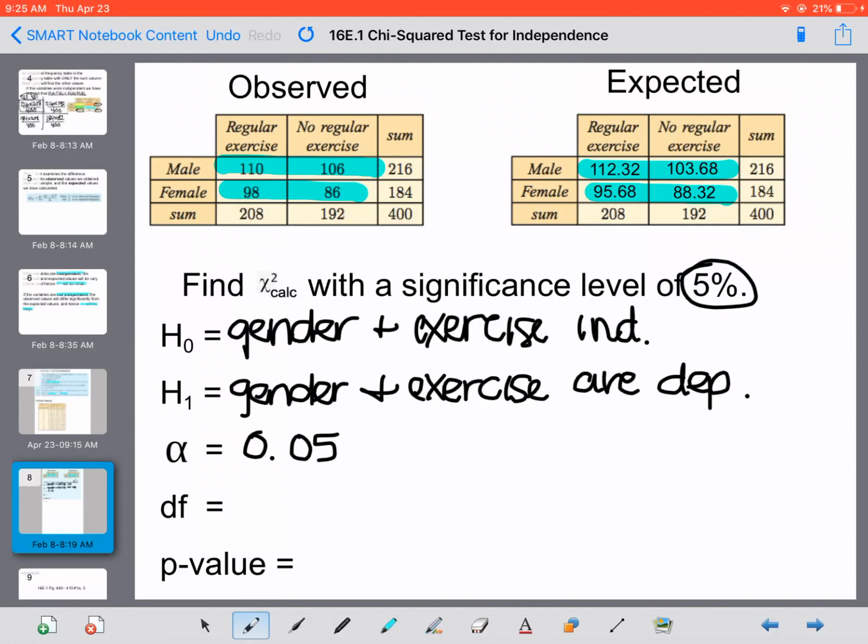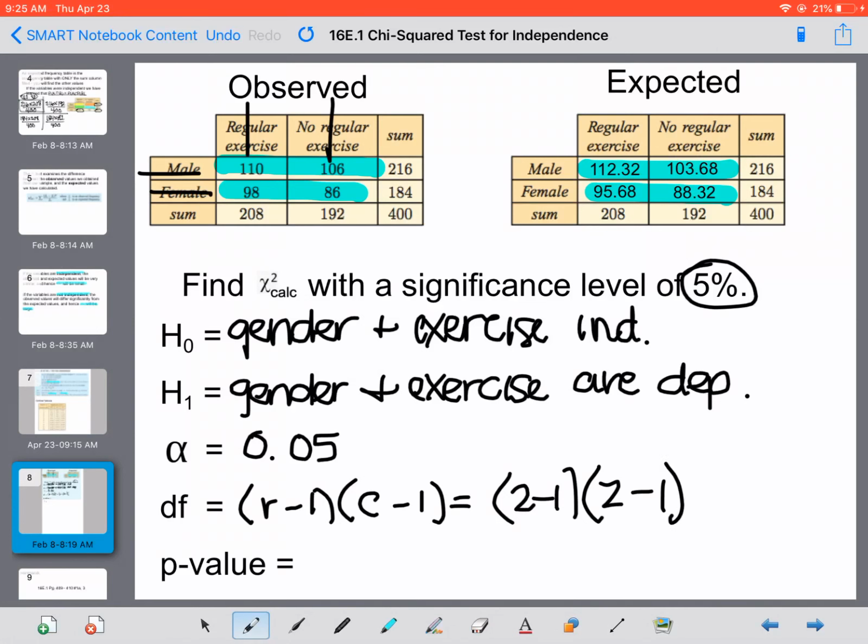Our degrees of freedom, remember, it is row minus 1 times column minus 1. Well, rows run horizontally, columns run vertically. So I have 2 rows and I have 2 columns. So my rows is 2 minus 1. My columns are 2 minus 1. So that's 1 times 1, which is 1. So my degrees of freedom is 1.